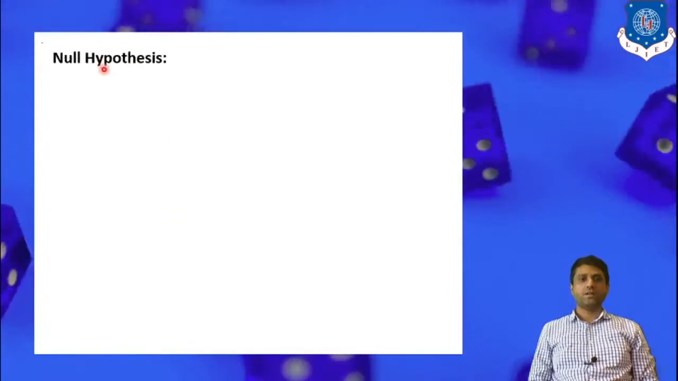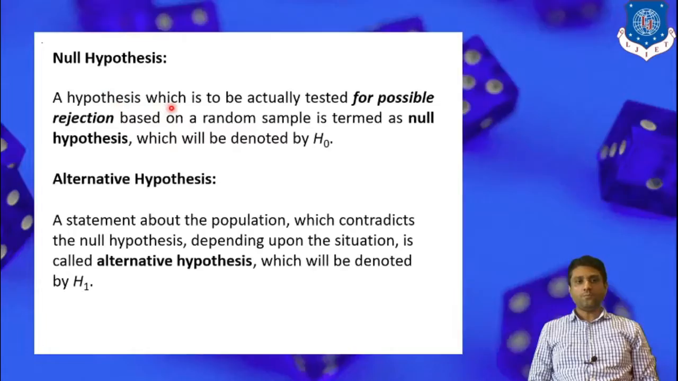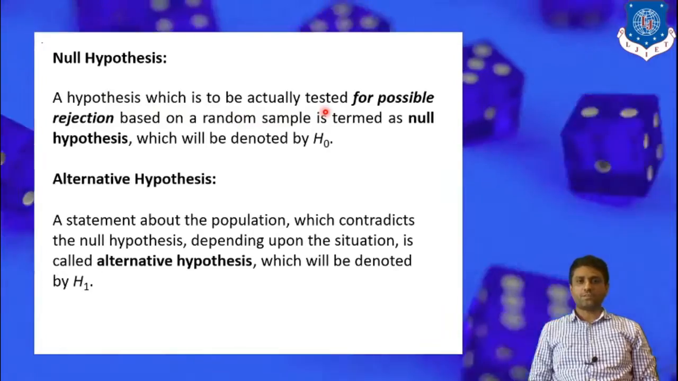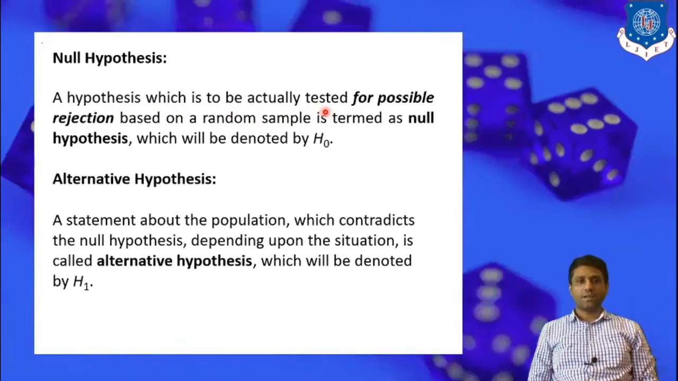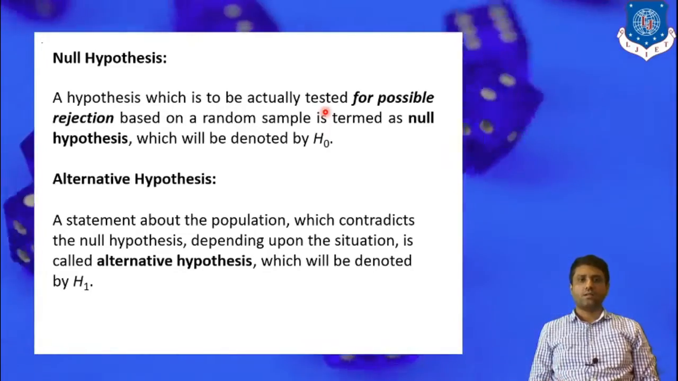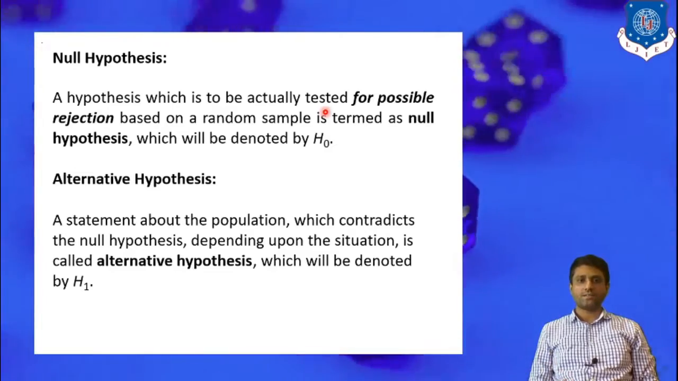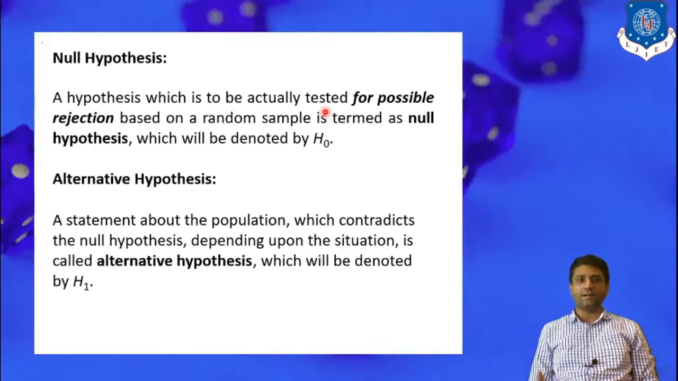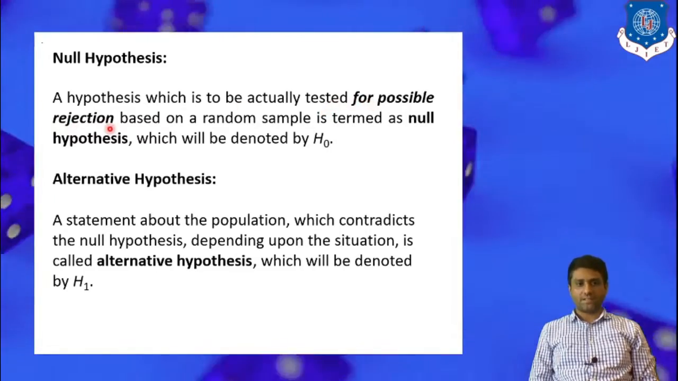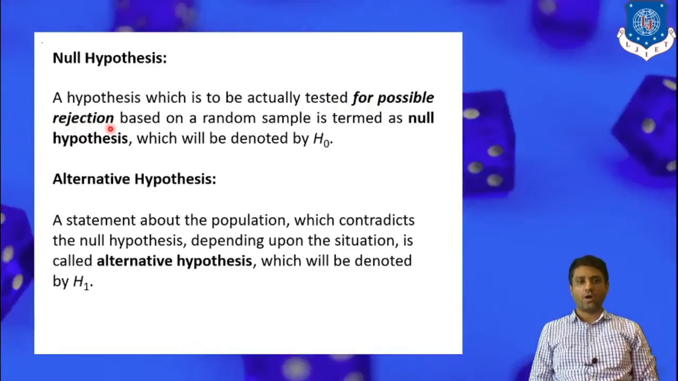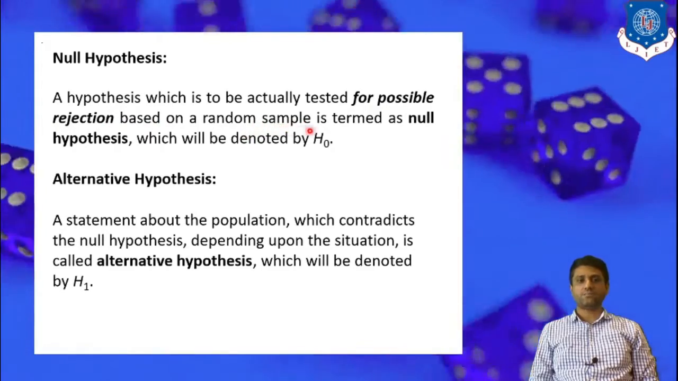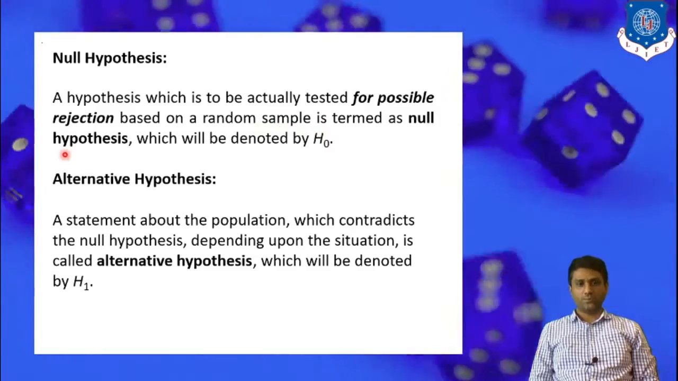Let's see first the null hypothesis. It is a hypothesis which is to be actually tested. Whatever statement is made by some industry, organization or particular person, we have to check whether that statement is right or wrong. So we have to test that statement for possible rejection. It may be right, it may be wrong. Based on a statistical data, that is, a random sample, the hypothesis to be tested is known as the null hypothesis.